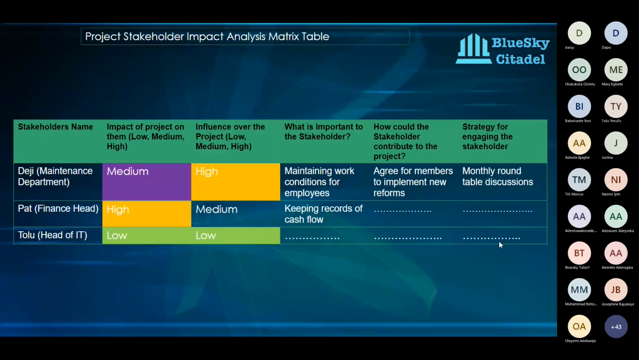So once you've identified your stakeholders and mapped them out using the stakeholder matrix, you analyze each of your stakeholders. You analyze the impact they have on the project, the impact the project has on them, the influence they have on the project, the influence the project has over them, what is important to them, what they are contributing, how they are contributing, and what the strategies are for engaging those particular stakeholders.